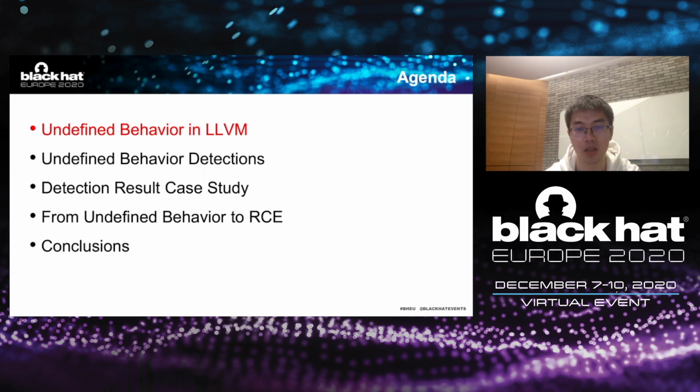In this talk, we will first introduce the background of undefined behavior in LLVM. Then, we will discuss how to detect undefined behavior and analyze some of the bugs we found. We will demonstrate our exploit on Chromium using a null pointer dereference undefined behavior bug. And last, we'll give our suggestions and make a conclusion.